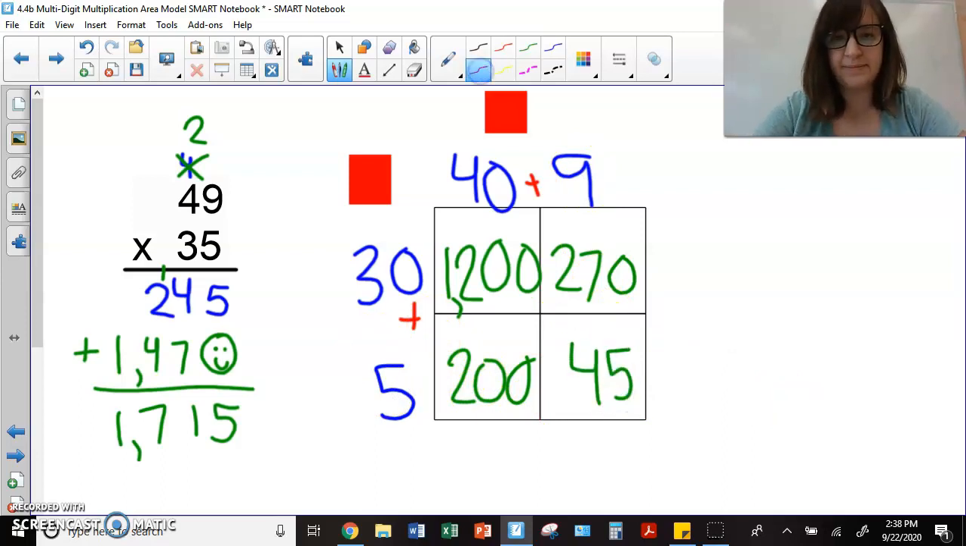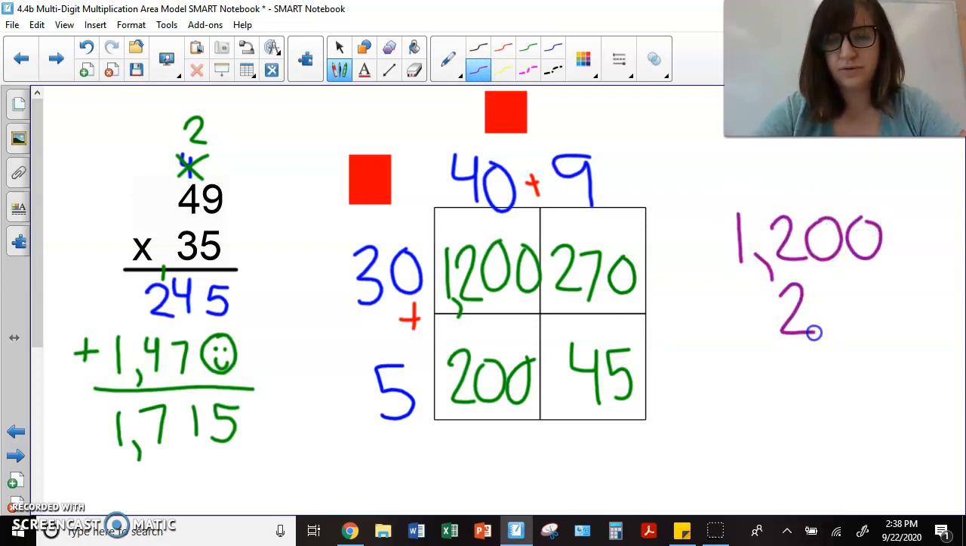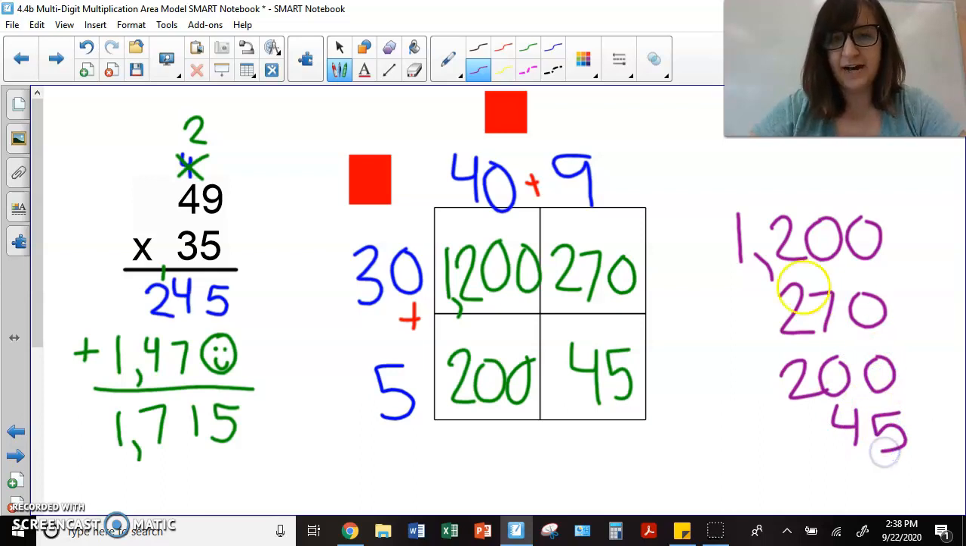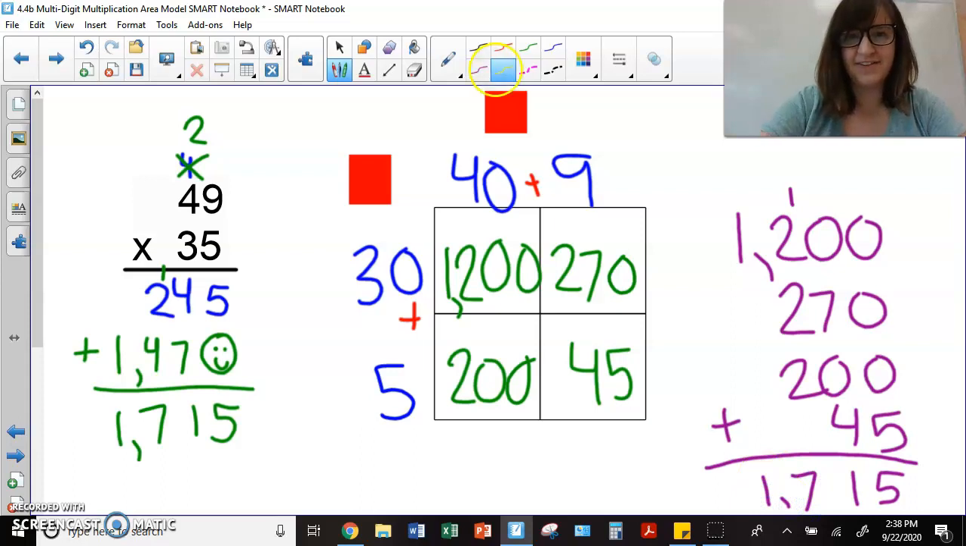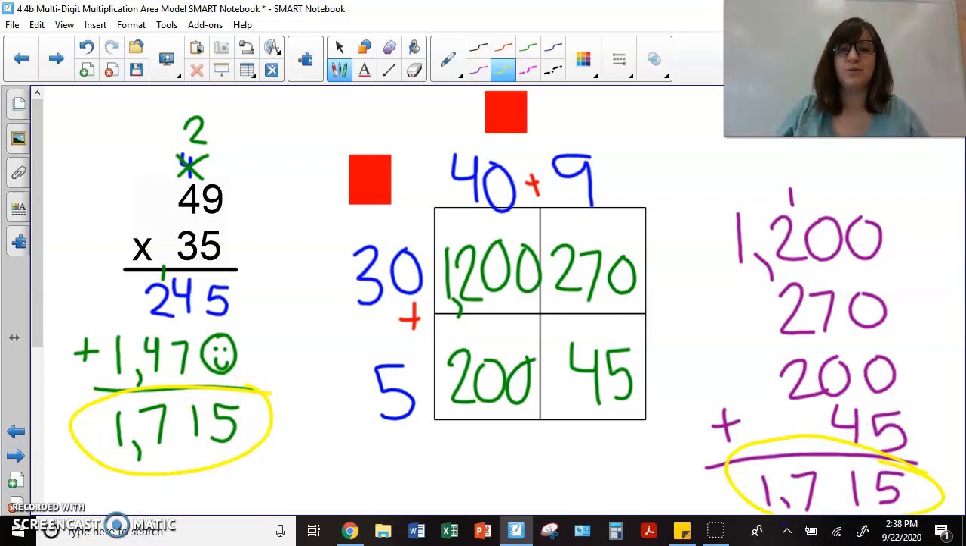So now I'm going to go ahead and I'm going to stack these up. And you want to make sure if you've put 4 numbers in the boxes, count carefully to make sure that you're adding up 4 numbers. So I'm now going to add this up. 5, 7 plus 4 is 11. 2 plus 2 plus 2 is 6, plus 1 more is 7. And then 1 plus nothing is 1,715, which you will notice is the same thing as if you were to multiply it the traditional way.